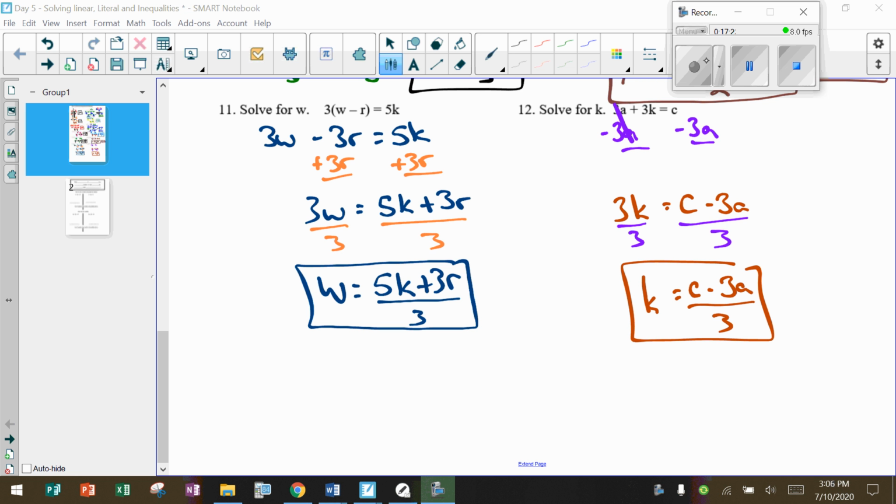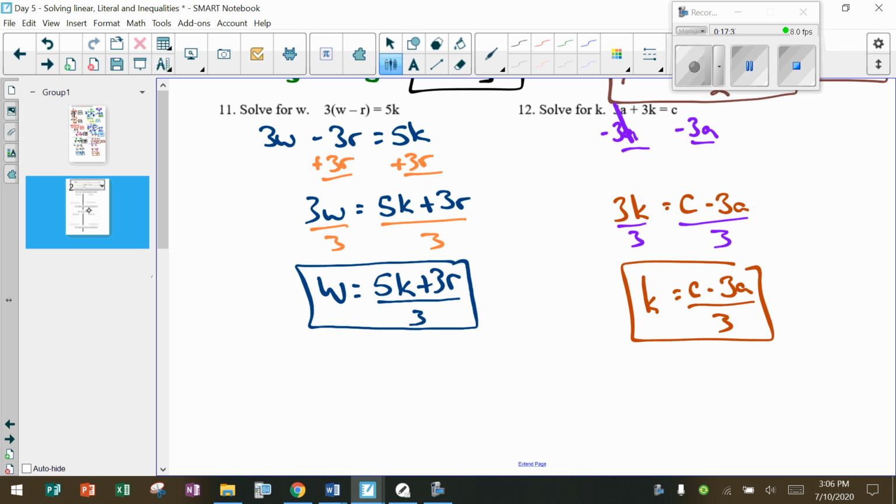And we're back. So I subtracted the 3a from both sides, then divided by 3. This one we cannot simplify because the 3 that's in the denominator does not divide evenly into all parts of the numerator. So that's how we leave it.